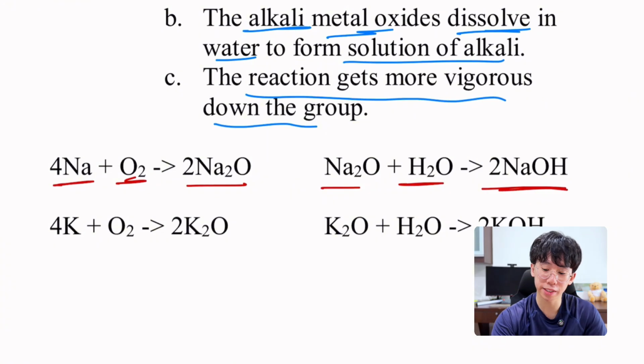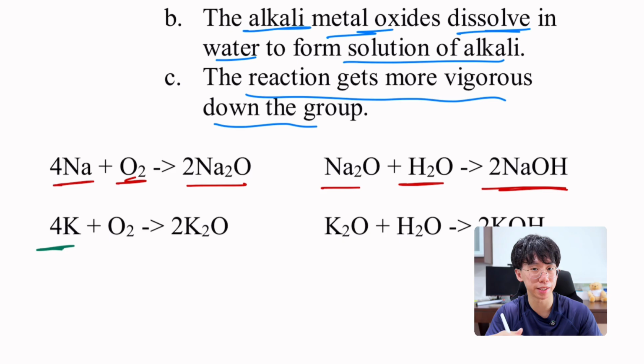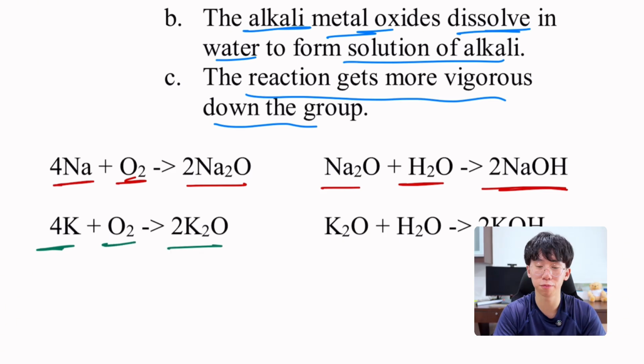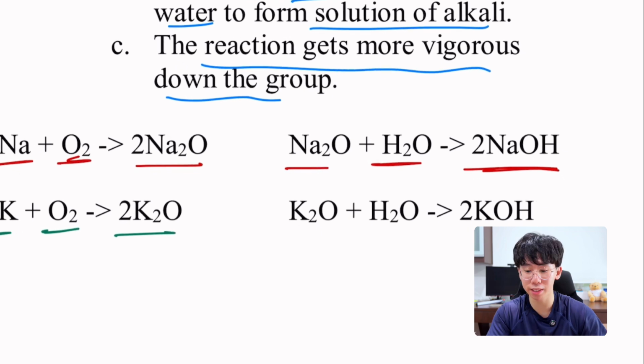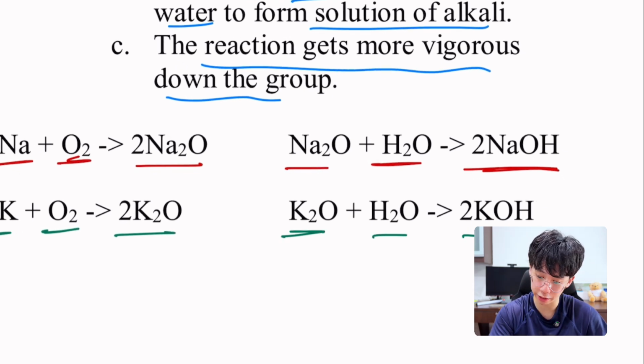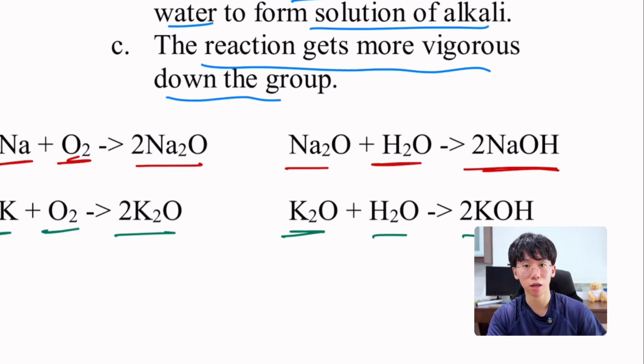Your potassium will have a more vigorous reaction because potassium is lower in the group compared to sodium. It's going to react with oxygen to give potassium oxide. And then this potassium oxide is going to react with water to give potassium hydroxide. So you need to be very aware that these alkali metal oxides, like your sodium oxide and your potassium oxide, can easily react with water to give an alkaline solution.